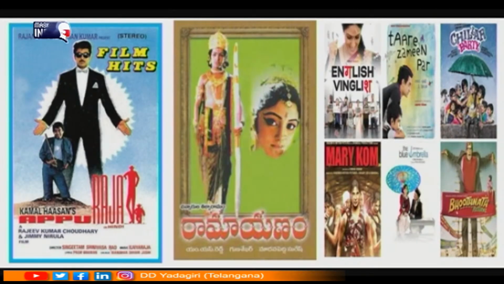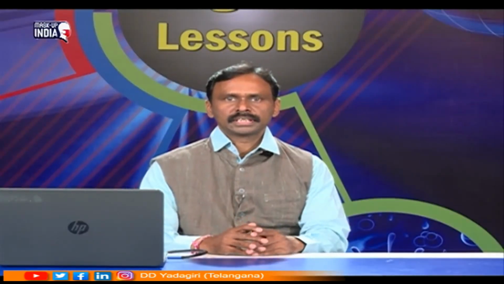Wow! What do you see here? You can see the posters of different Telugu and Hindi movies: Kamal Haasan's Appu Raja, Ramayanam, English Vinglish, Taare Zameen Par and many others. Children, did these posters attract you? Yes, definitely. What type of movies do you like? Do you like modern movies or old movies? Yes, definitely you like modern movies.